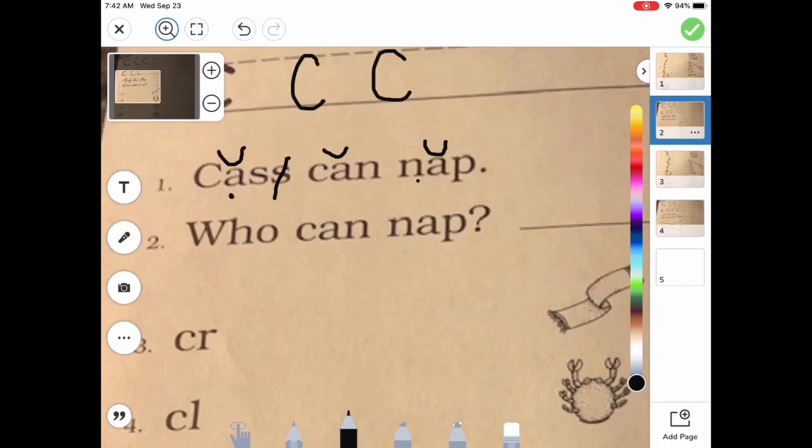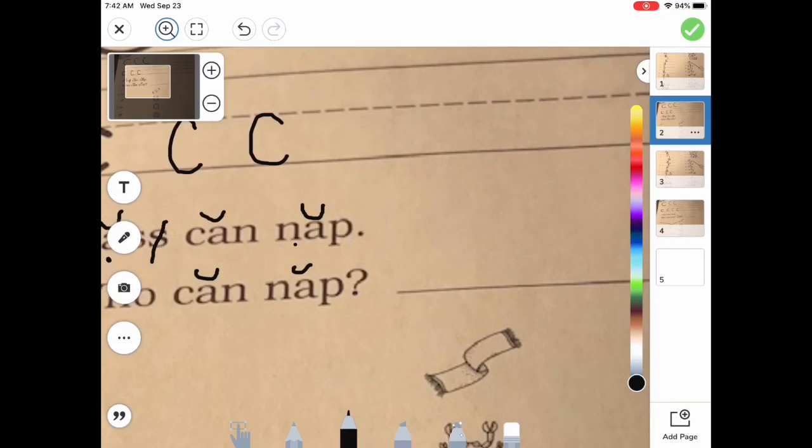So that's my sentence. Then when I come down here, it says who, there's our sight word again, can, and then we just saw this word, nap. So Cass can nap, who can nap? So it's asking us, who did it just say could nap? Cass, very good. So I would write Cass on the line because it asked me a question.